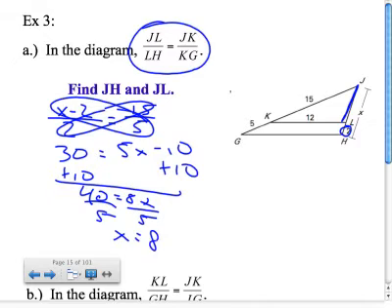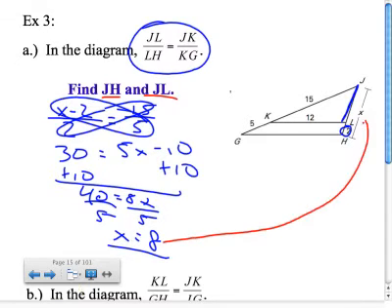X equals 8. Okay, that doesn't answer my question though. The question is find JH and JL. So JH is 8. The whole length is 8. So JH equals 8, and JL is 8 minus 2, which is 6.